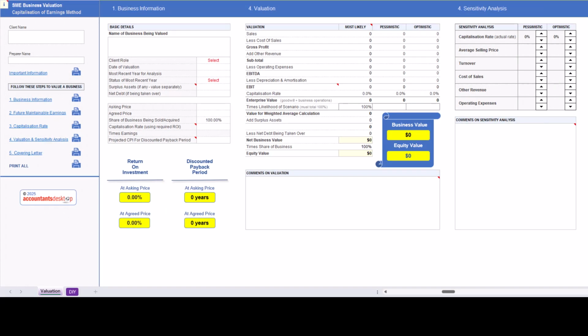Sam receives an email from a valued small business client who is considering selling his business, and he wants a valuation. Sam collects all the relevant information and downloads our business valuations calculator to assess the value of the business using the capitalization of earnings method.